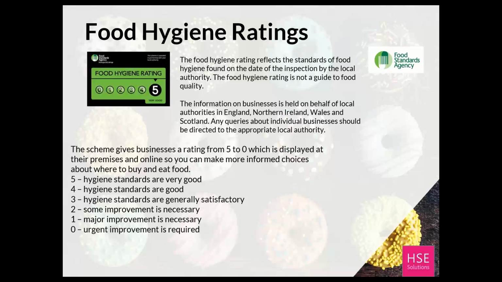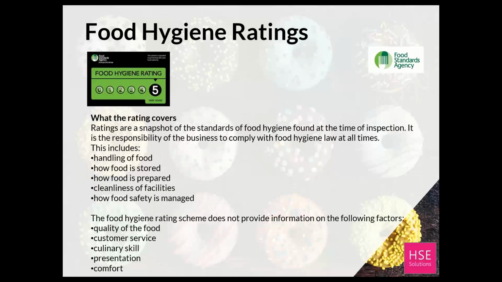Obviously 0 would be urgent improvement is required. 5 is hygiene standards are very good, and it goes back from good to generally satisfactory, improvements necessary, and major improvements necessary. Have a look at these, see what your local takeaways, cafes, bars, hotels are like in your area. More importantly, see if you can find the sticker, because if it's very difficult to find, it might be that they've got a low score. If it's front and center on the main doors, they're probably happy to tell you they've got a 4 or 5. But this is now the tool that the Food Standards Agency obviously use and send round.